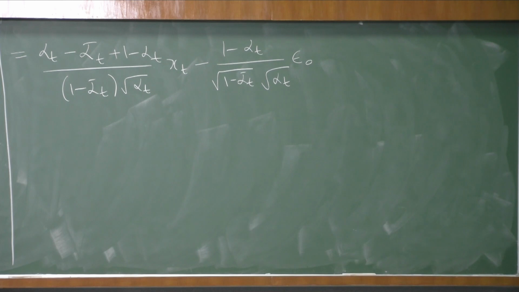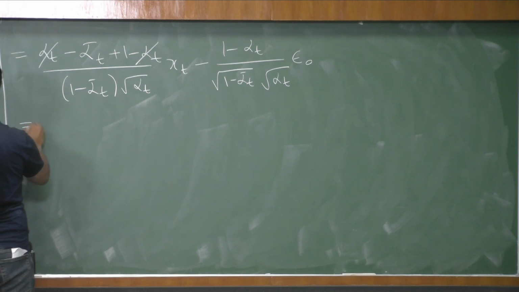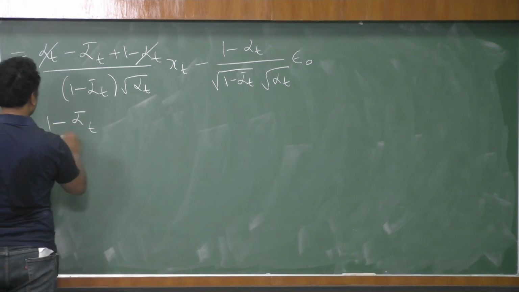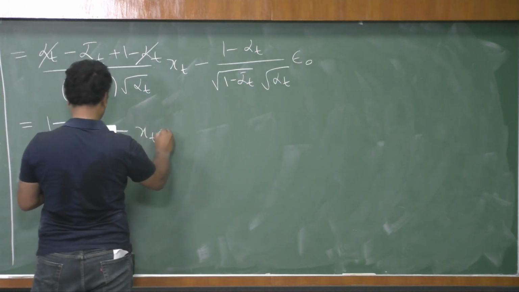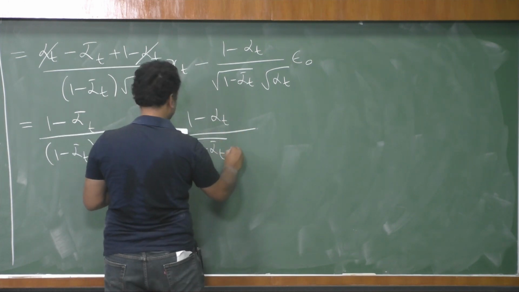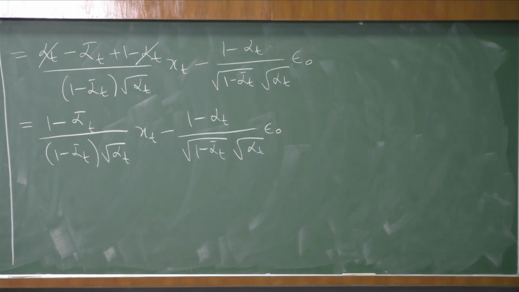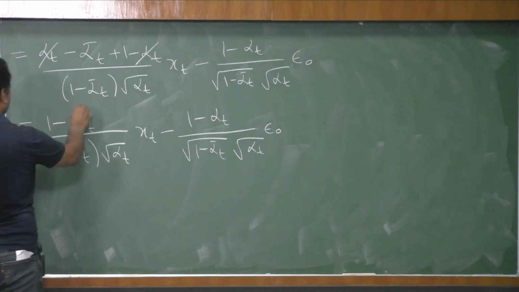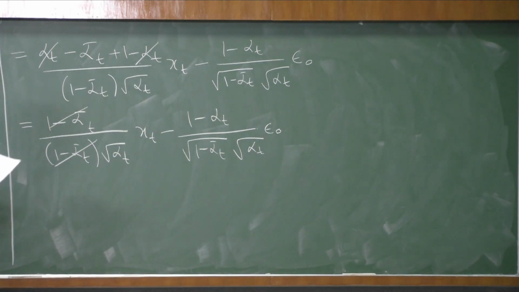As you can see, you can easily see that some cancellations happened, and I leave it up to you to verify. And then we also have further cancellations of alpha t here. So this leads us to (1 minus alpha bar t) divided by (1 minus alpha bar t) square root of alpha t xt, minus (1 minus alpha t) square root of 1 minus alpha bar t divided by (1 minus alpha bar t) square root of alpha t epsilon naught. And here again we have further cancellations going on, so that's nice. So this also gets cancelled, and here there is no cancellation in the second term.